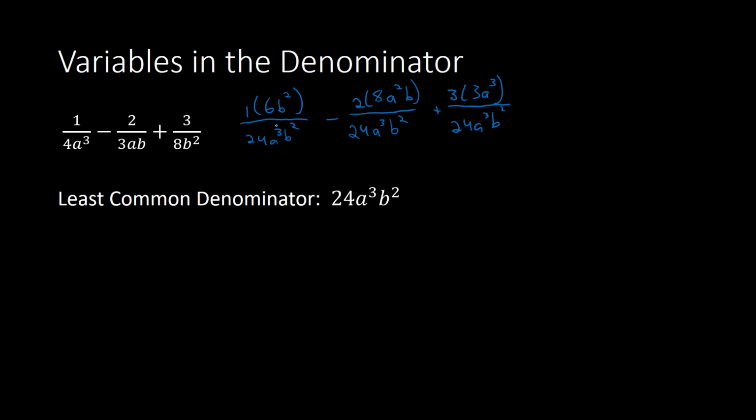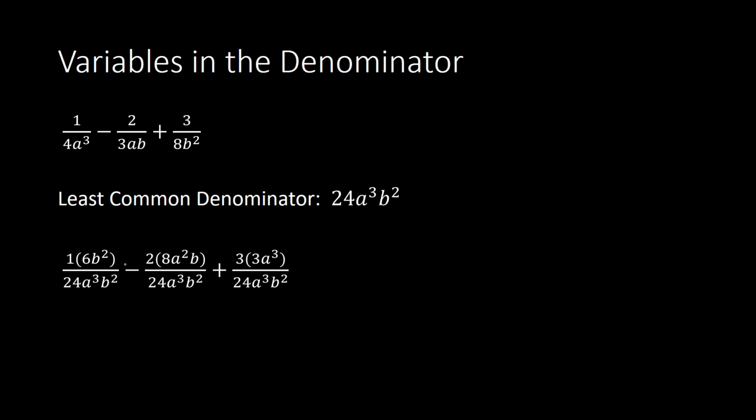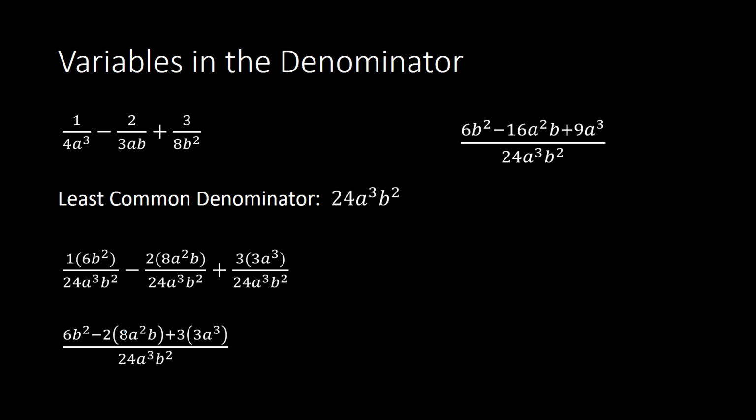So I'm going to have these fractions now. And that's what you see here in this next step. So now we have a common denominator. I can then combine these fractions by subtracting and adding as necessary. So here we see 1 times 6b squared, then minus 2 times 8a squared b, plus 3 times 3a cubed, all for the numerator. And then from here I can multiply negative 2 times 8 to get negative 16a squared b, and then 3 times 3 to get 9a cubed.